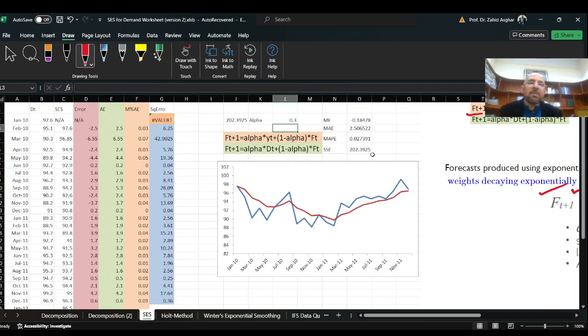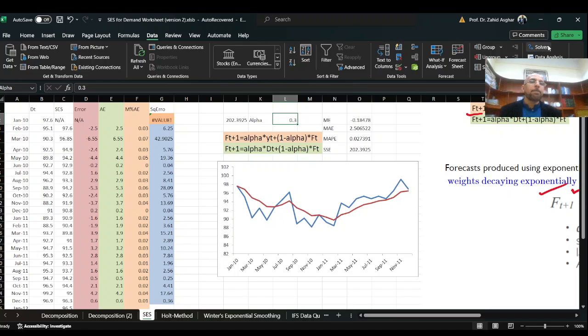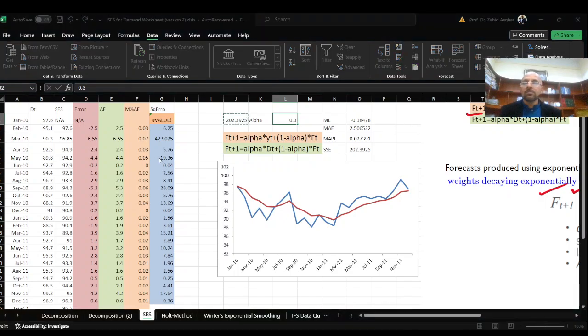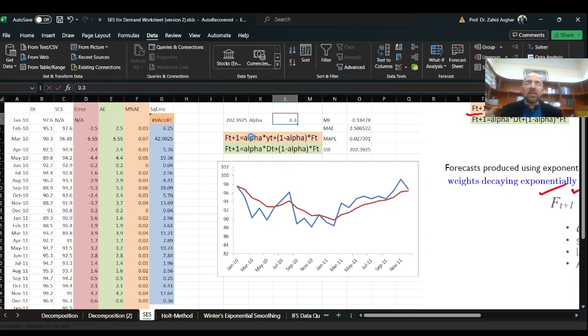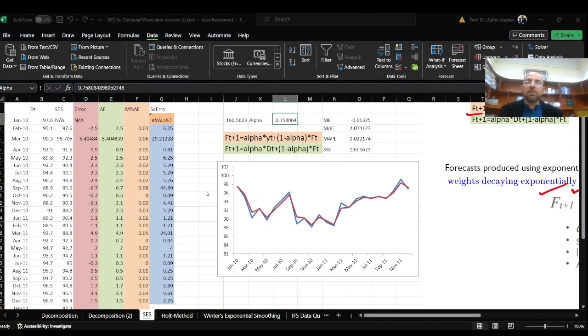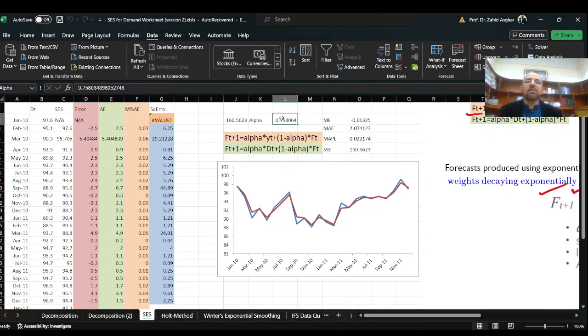So what value of alpha should I select? For that, you can minimize this sum of squares of errors, which I have written here, by changing this cell 0.3. If you go to Data, Solver, I am going to minimize this value by changing alpha. Since alpha cannot be greater than 1 or less than 0, we have put a restriction here. So I am going to solve it now. It's using different values of alpha and will give me the result with the minimum sum of squares. So alpha 0.75 gives you the best results for this particular data. This is simple exponential smoothing.